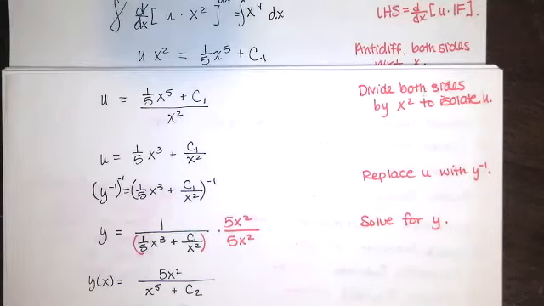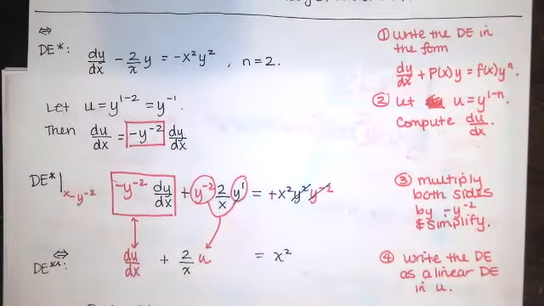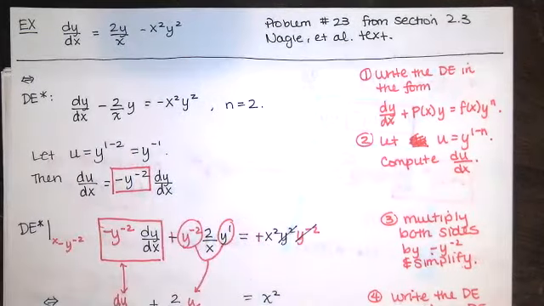So that is our solution. It's simplified. And let's look at the method. Well, with the original differential equation, we see that x cannot be 0. So if I'm looking for an interval of existence, my interval cannot include x equals 0.